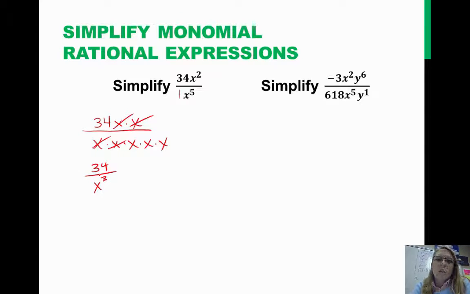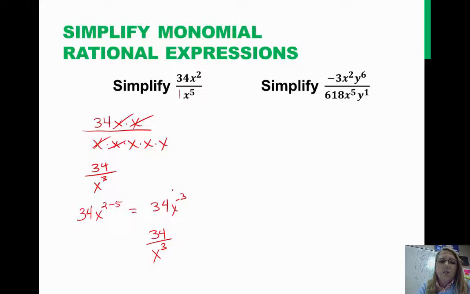You can also remember your rules of exponents. You could say that this is the same thing as 34x to the second over x to the fifth. And remember, when you're dividing an exponent with the same base, you're going to take the exponents and subtract them. So it's going to be 2 minus 5, okay? So this will be 34x to the negative 3. And we never want to leave an exponent as a negative 3. So this will be the same thing as saying 34 over x to the third. And you get the same answer there.